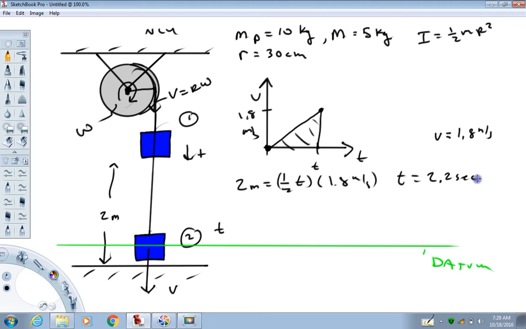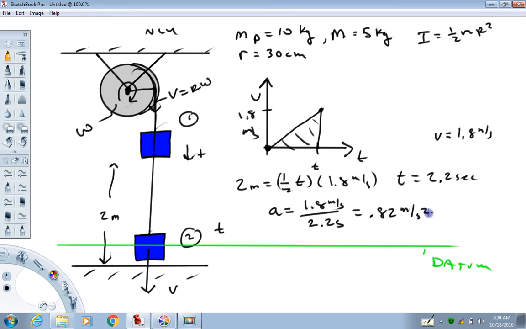And while I'm at it, I'm going to go ahead and get the acceleration of this mass. And again, acceleration is rate that velocity changes. So on a velocity versus time graph, that's going to be slope, right? And that's going to be rise over run. So that's going to be, let's see, 1.8 meter per second over 2.2 seconds. I get about 0.82 meter per second squared for the acceleration of the system.